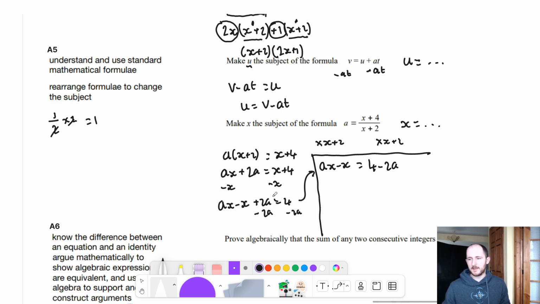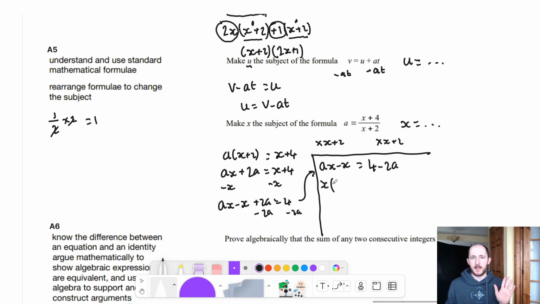Okay, now how do I make this 1x? Well, I do factorization. So here's the order if you have multiple terms that you want to rearrange for. In this case, I have multiple x's. Bring all the x's to one side, then you factorize out the thing you want. I don't want a, so I'm not factorizing out a. I don't want minus 1, I'm not factorizing that. I want x. So I'm going to put x in a bracket.